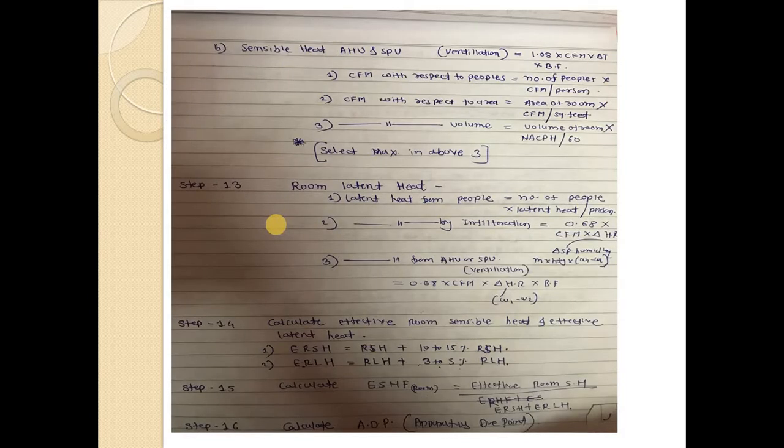Now the next important one is the sensible heat from the air handling unit, that is ventilation. The formula is 1.08 into CFM into delta T into BF. BF is the bypass factor, which we must consider. The CFM with respect to people is calculated by the number of people into CFM per person. Similarly, the CFM with respect to area is calculated by the area of the room into CFM per square foot.